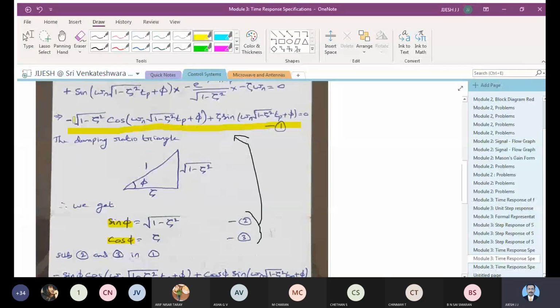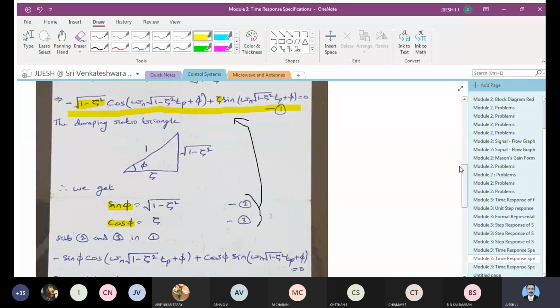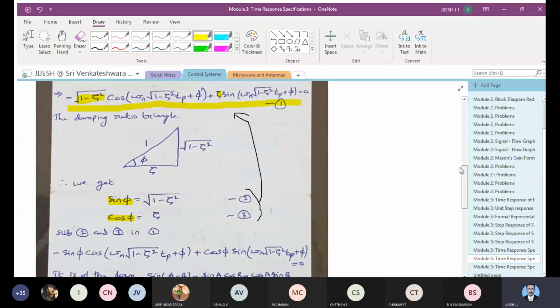So this term I am going to replace by sine phi, and you have zeta as well. This term I am going to replace by cos phi. So you can see that you have this equation.